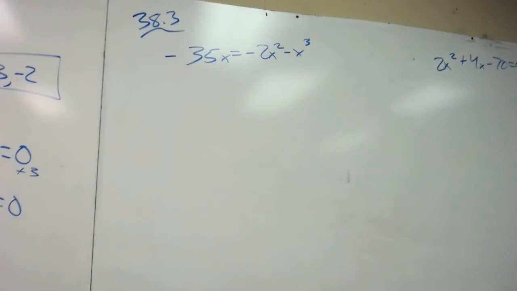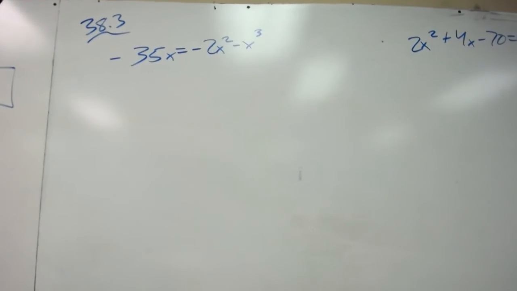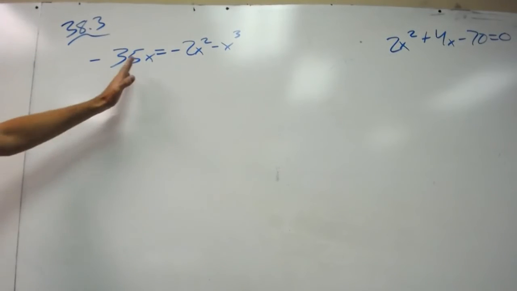Let's look at another example here, one with a little more to it. Negative 35x equals negative 2x squared minus x cubed. First thing we want to do is get everything on the same side.